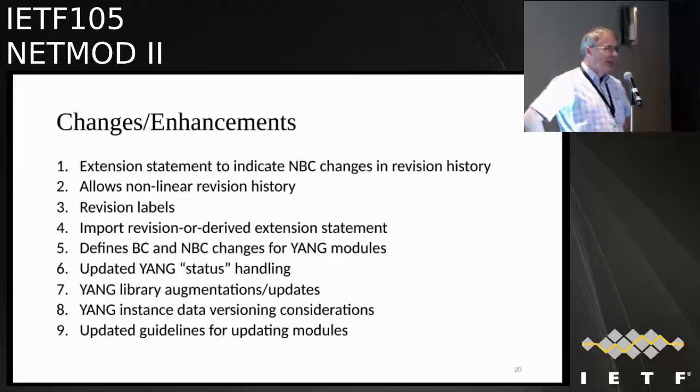We introduced revision labels because many companies have nice versioning schemes like SemVer or some other ones, and they would like information that gives a short compatibility and short history information in some form to be included. Revision-or-derived was also mentioned earlier. That states that you can import something that is newer than whatever module date you chose, but it can't be just a date because of the nonlinear development anymore. We had to update what backward compatible and non-backward compatible changes mean because we want to accept some NBC changes, and especially the status-related changes were not clear in 7950. We have some additions for status handling and YANG library updates, as we mentioned. Next slides, please.